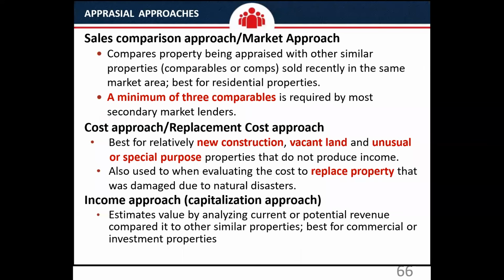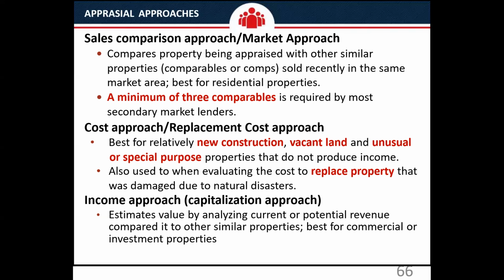We were about to talk about the appraisal approaches. There's various approaches that appraisers use to determine the value of the property. We have the sales comparison approach or market approach, where the appraiser compares the property being appraised with other similar properties, which we call comparables or comps, that were sold recently in the same market area. It's the best approach for residential properties. A minimum of 3 comparables is required by most secondary market lenders. 3 comps, that's a test question, remember the things in red.